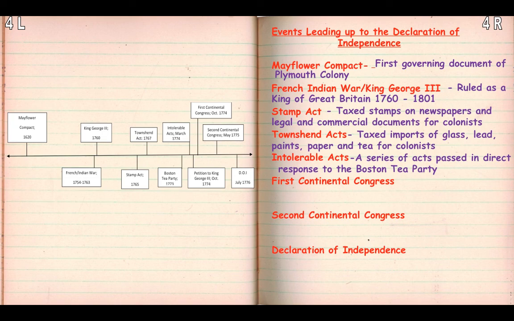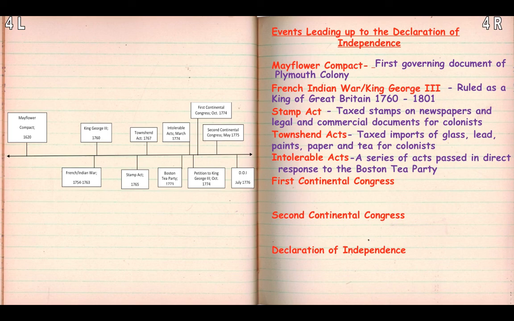So the Intolerable Acts were just a more harsh governing, I guess I should say, such as, like I said, having to quarter soldiers. They had to have a curfew. They would have to have even more taxes on more things. And it was a whole deal.